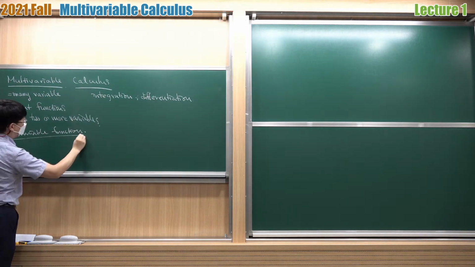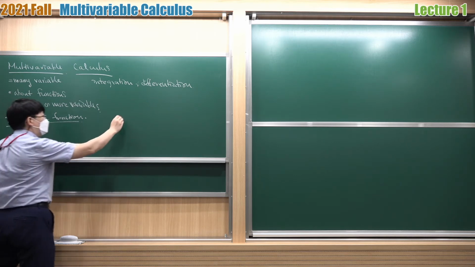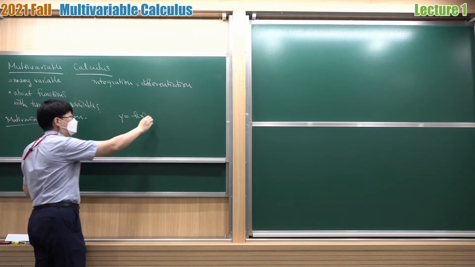As I mentioned, it's about a function with two or more variables, but usually a single variable function is written as y equals f of x, right? y and x are also variables. We have two variables. Why don't we call it a multivariable function? Well, you have to elaborate this definition further. y equals f of x is called a single variable function.